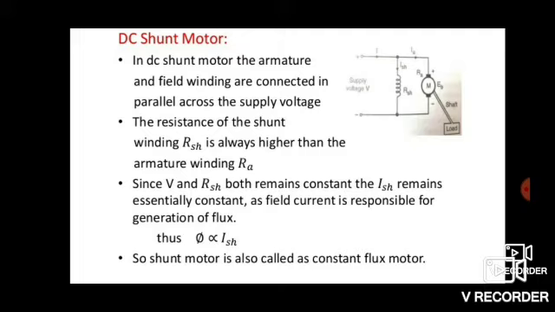As field current is responsible for the generation of flux, and it is constant, the flux is constant. Therefore, the shunt motor is also called a constant flux motor.